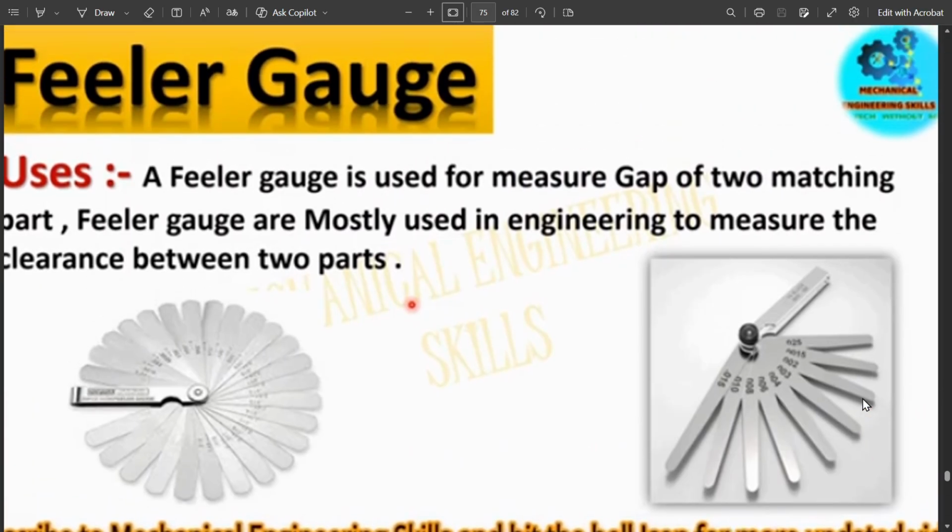Then another gauge is the feeler gauge. What is a feeler gauge? A feeler gauge is used to measure the gap of two matching parts. Feeler gauges are mostly used in engineering to measure the clearance between two parts.